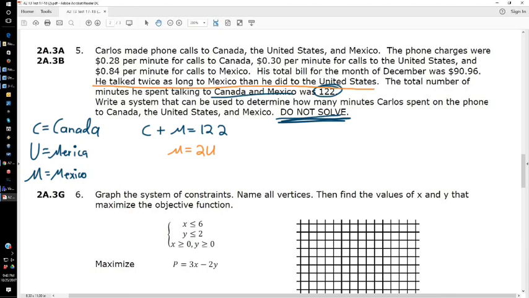Okay, here's your grocery list. 28 cents a minute to Canada, 0.28 times Canada, plus 30 cents a minute to the U.S., 0.30 times the U.S., plus 84 cents a minute to Mexico, equal a total of $90.96. There's his grocery list. Grocery lists are just the amount times how many, plus the amount times how many, plus the amount times how many. Like you went to the grocery store. Cool? And that's that.